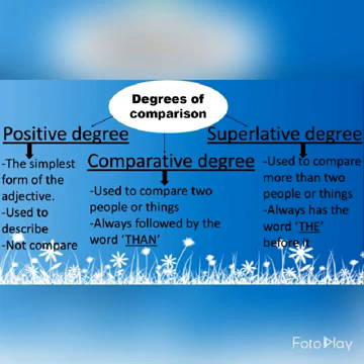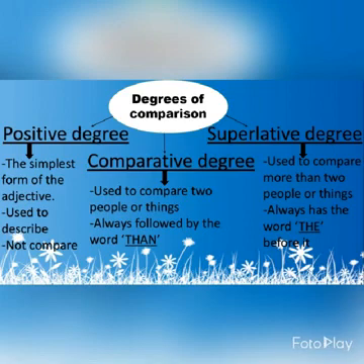Now the second form of adjective is comparative degree. Comparative degree is used to compare 2 people or things. In the example, I have compared Ajay and Vijay, and I have used the word taller. So that will come under what? Comparative degree. Remember, when we are comparing 2 people or things, it will come under comparative degree, and comparative degree is always followed by the word than.